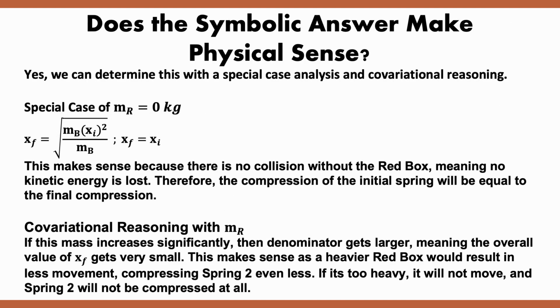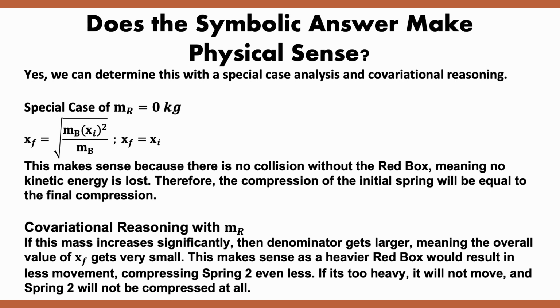The next thing that we did in the process is make sense of our symbolic answer. We did two things here. The first is a special case analysis in which the value mr is equal to 0. Again, think about this problem logistically. Because we have a frictionless surface, if there's no mass of that second object, we should get the same compression in the initial spring and the final spring. So it should be xi is equal to xf. And when we plug in mr equal to 0, we see exactly that: xf is equal to xi. This is a really good sign that it makes sense in that special case analysis.